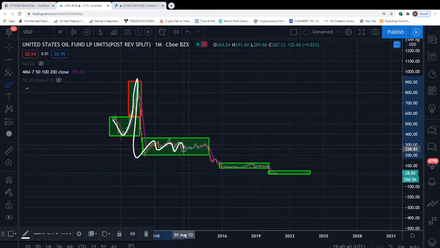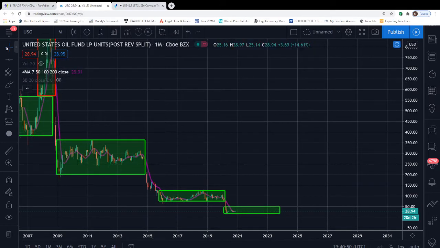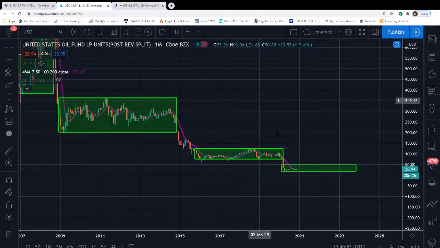trend just continued. Consolidated sideways, breakdown. Consolidate sideways, breakdown. I mean, it's pretty clear, guys. That's pretty cut and dry there. The USO is perfectly confined within a downtrend.